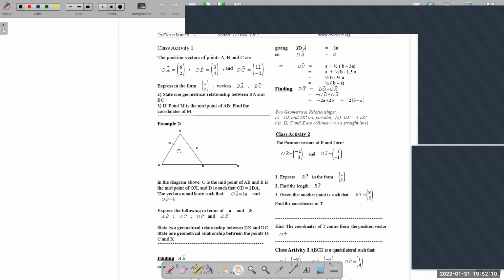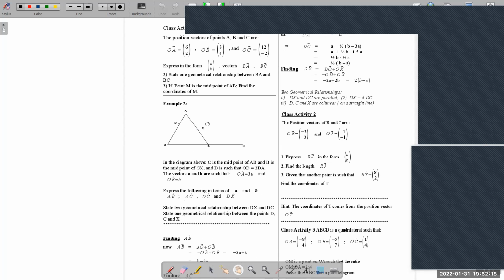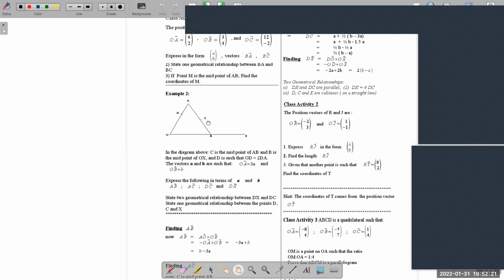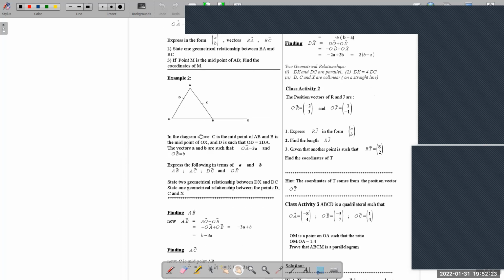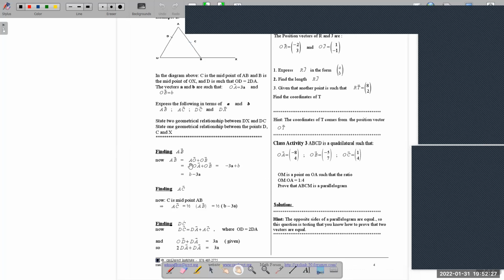So let's do class activity 1. And then let me see. The rest of them are pretty easy. So you see finding A and B, you use the formula. And then what you realize is that these here are using 2 different notations. They use the double letter notation and then the common letter notation. This is very important actually.